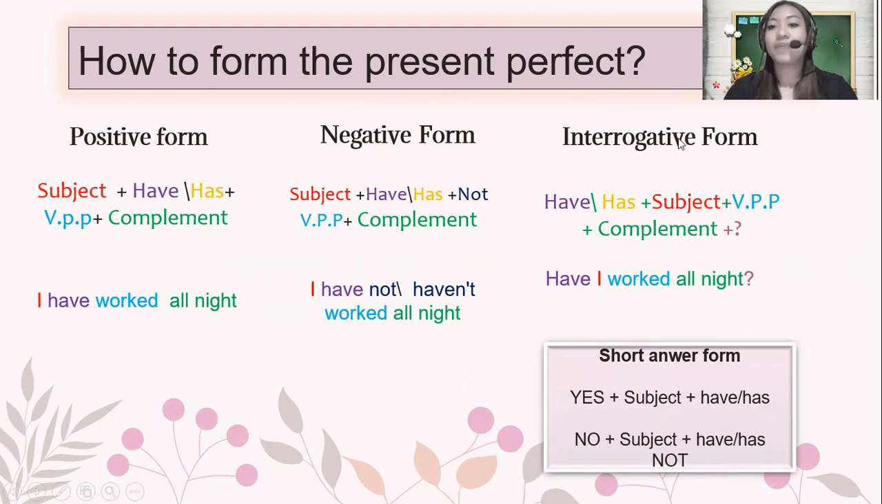And then we have the interrogative form. So we have have or has at the beginning of the sentence plus subject plus verb in past participle plus complement plus question mark. So here we have an example. Have I worked all night? Remember that intonation. So the short answer is yes, I have, or no, I have not, or no, I haven't. So it's going to help you with answering the question.